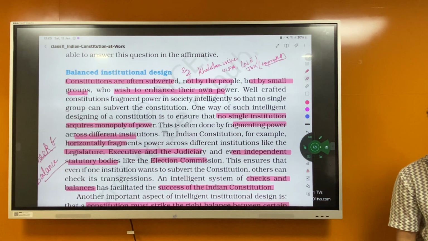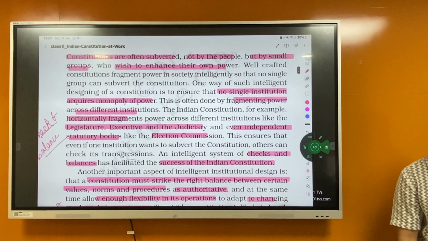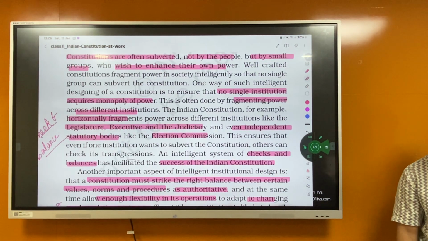One way of such intelligent design of a constitution is to ensure that no single institution acquires a monopoly of powers. This is often done by fragmenting power across different institutions. The Indian Constitution, for example, horizontally fragments power across different institutions like the legislature, executive, and judiciary, and even independent statutory bodies like the Election Commission. This ensures that even if one institution wants to subvert the constitution, others can check its transgressions. An intelligent system of checks and balances has facilitated the success of the Indian Constitution.